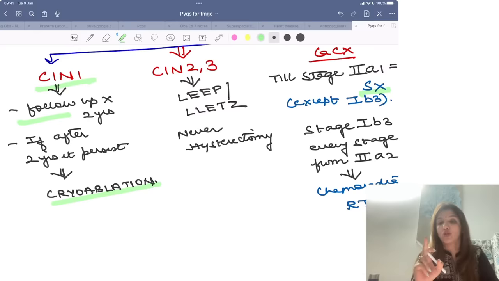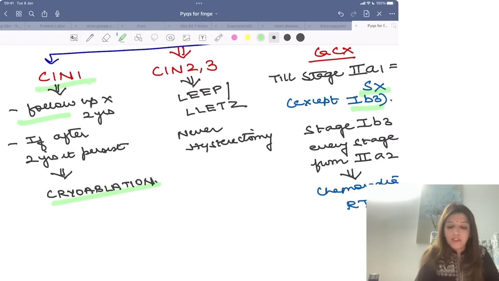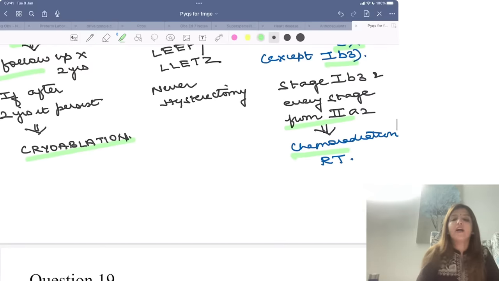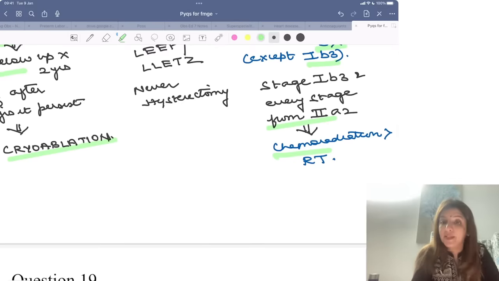Isme ek exception hota hai, stage 1B3. Stage 1B3 mein surgery nahi karte, but other than that, up till stage 2A1, management is surgery. From stage 2A2 onwards, chahe wo stage 2B ho, chahe wo 3 ho, chahe wo 4 ho, always management is chemo radiation. Agar options mein chemo radiation nahi diya hai, then you are going to mark the answer as radiotherapy. Stage 1B3 mein chemo radiation is the answer.